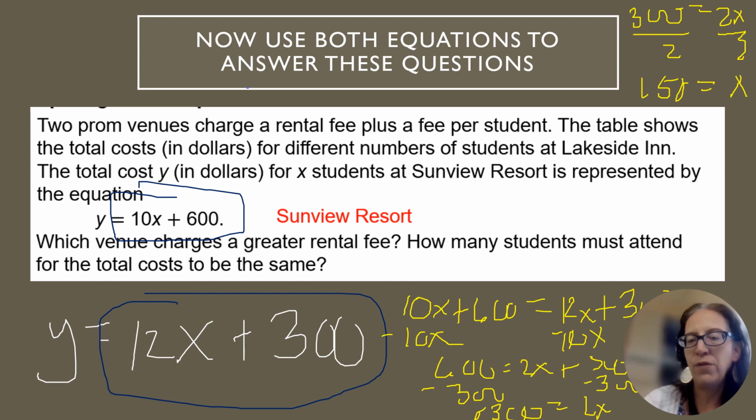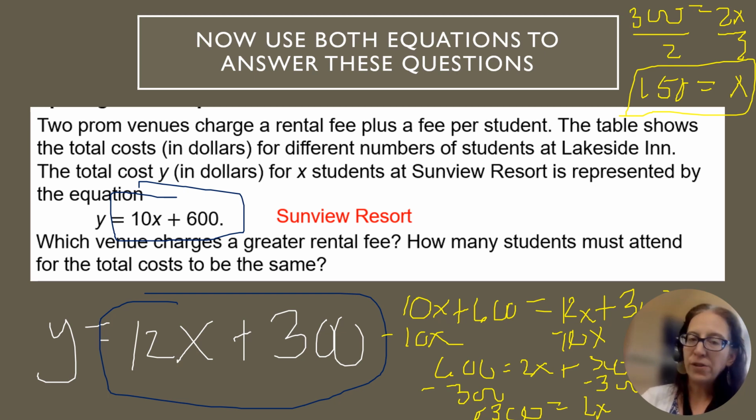So if 150 students attend the prom, then both of those venues would be the same cost. If you have more than 150, Sunview Resort is going to be the cheaper option. If you have fewer than 150, Lakeside Inn is going to be the better option.